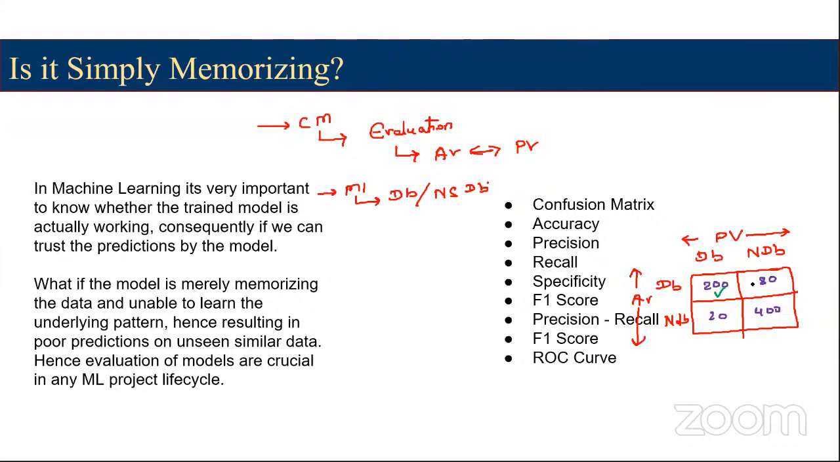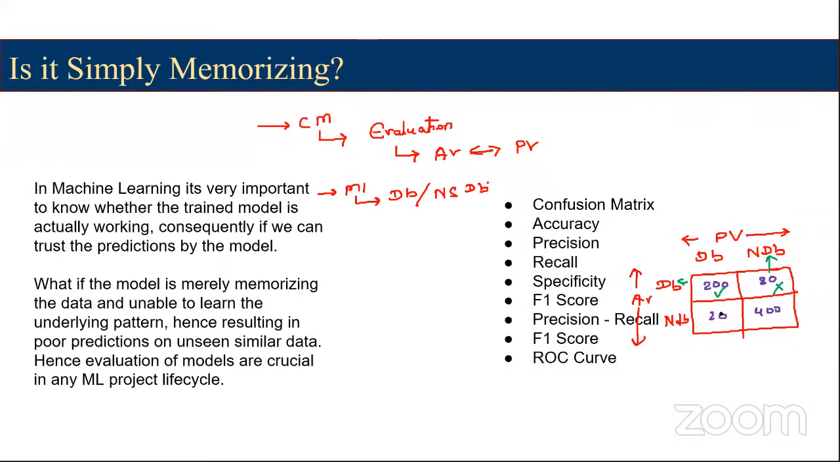Now let's talk about these 80 records. These are the 80 records where the actual value is suffering from diabetes, but the model predicted not suffering from diabetes. Is this correct or incorrect? Incorrect. Why? Because these 80 persons are actually suffering from diabetes, but the model prediction is not suffering from diabetes. And this can be fatal or dangerous, right?